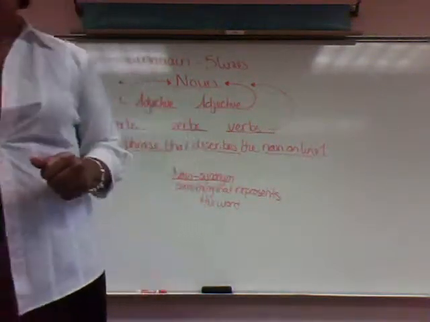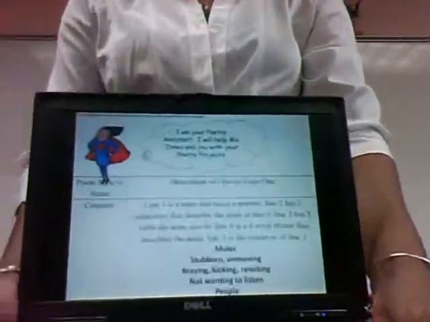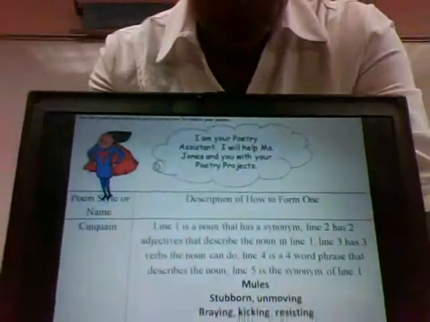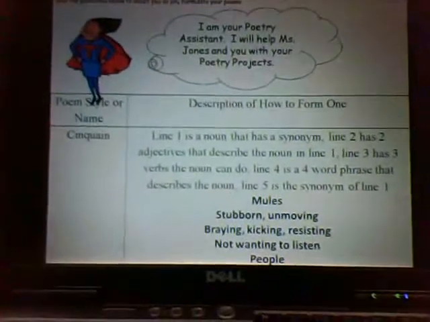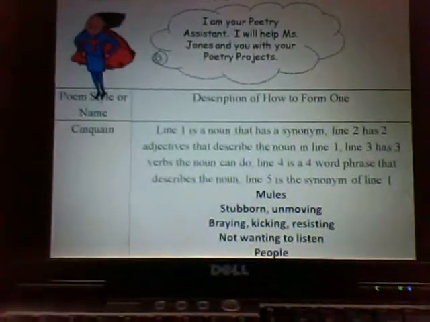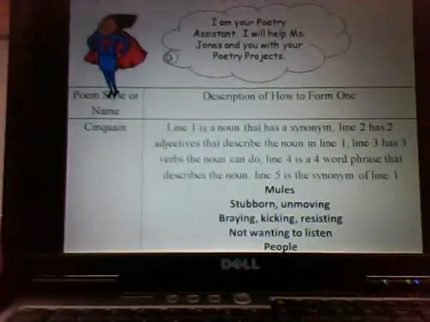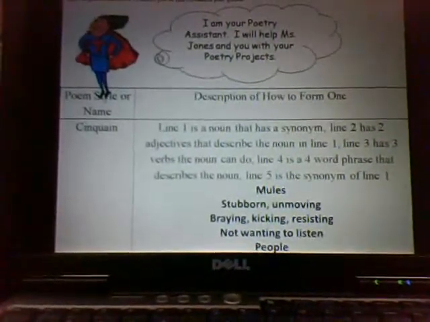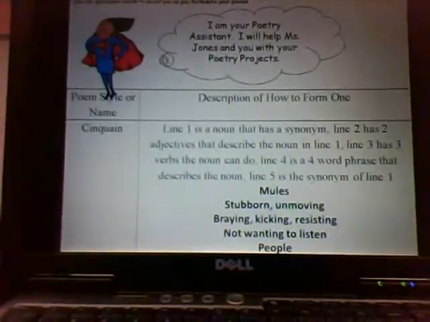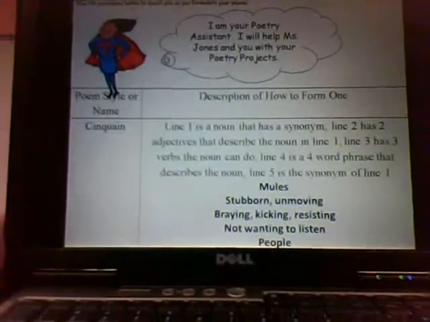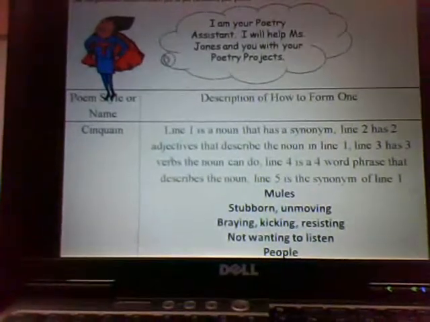And you know, I always have to have an example for you. So let me show you the one that I have already printed as well. This one uses mules. Mules is a noun. It's a thing. It's an animal. 2 adjectives to describe it: mules are definitely stubborn and unmoving. The three verbs are braying, kicking, resisting. And then the four-word phrase that describes it: not wanting to listen.